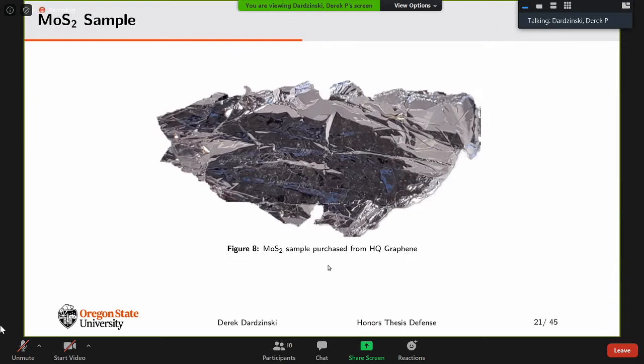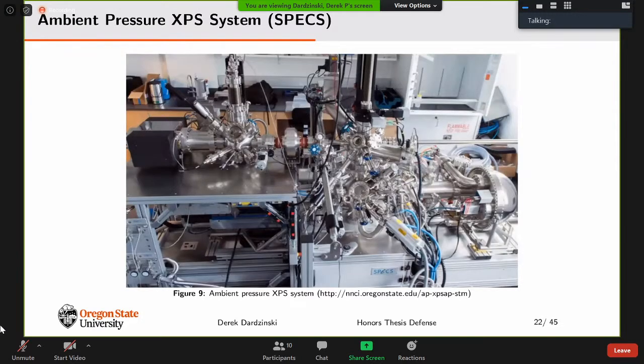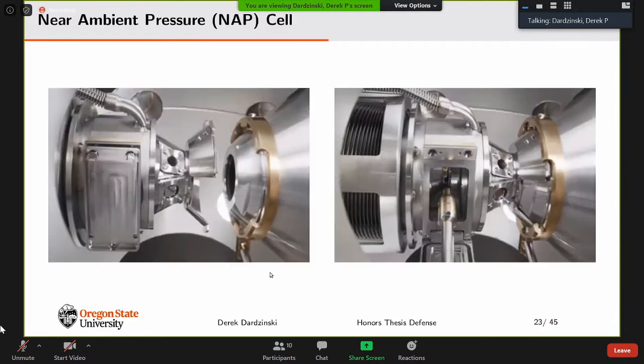Our sample was approximately 2 centimeters by 1 centimeter, but we would break it up into smaller pieces to put into our system. And the system I'm talking about is our Ambient-Pressure XPS system, made by Specs. This is in Johnson Hall, and it has a nice little feature, which is the NAP cell, which allows us to do XPS under a pressurized environment compared to the normal ultra high vacuum environment. So this is where we pump in 1 millibar of water vapor into this cell after it's attached, and then our sample will be in here, and we can do XPS within the cell.